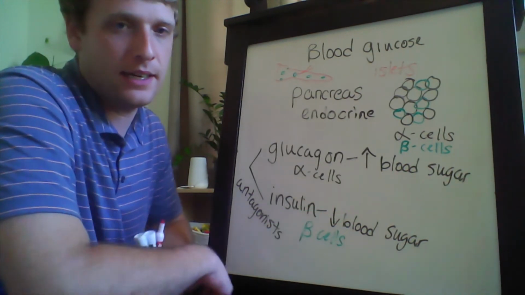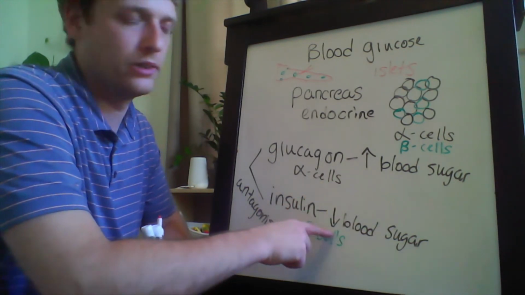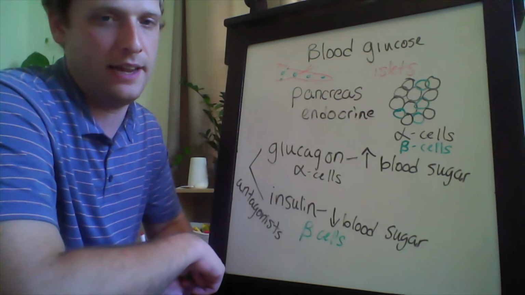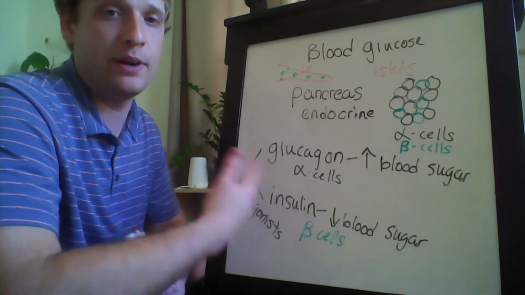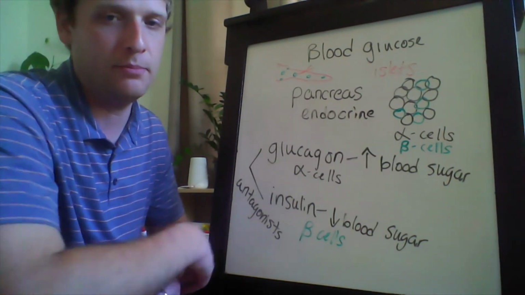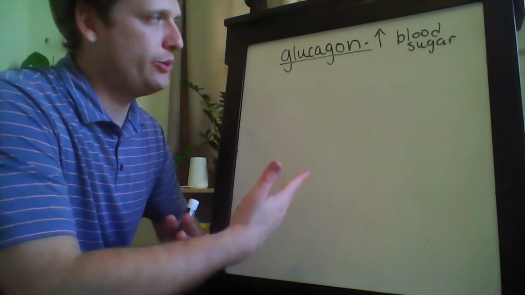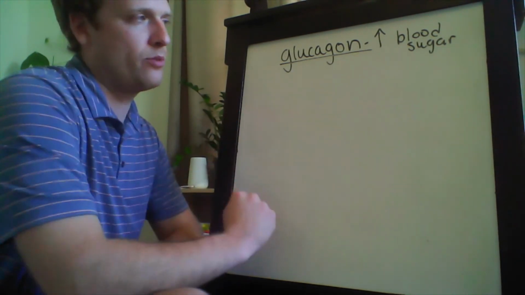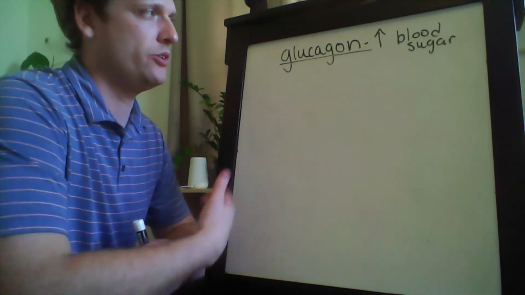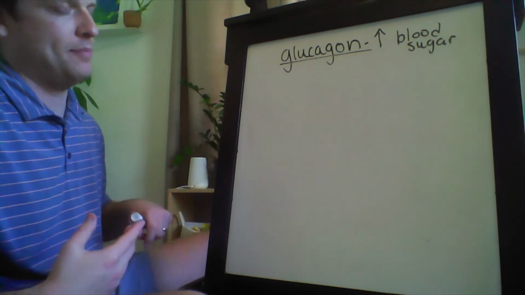And we'll talk in a second about the mechanisms that are used to either raise or lower blood sugar. But these are the hormones that are produced by the pancreas to bring about that effect of either raising or lowering blood sugar. So let's first talk about glucagon for a second, which again is the hormone that's going to bring about a change that's going to raise your blood sugar. So what is the mechanism for that happening?